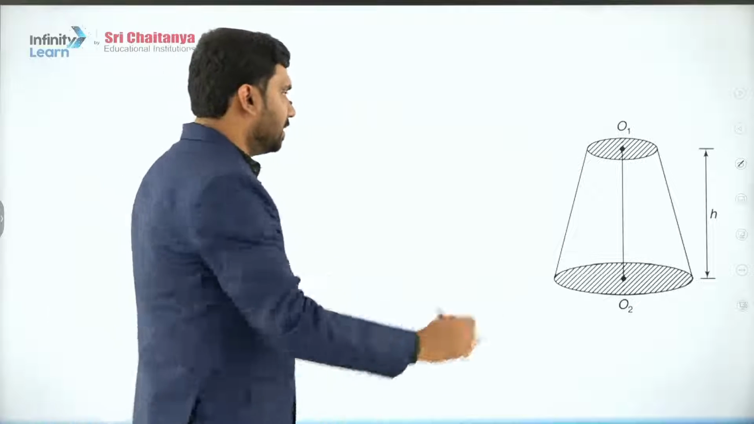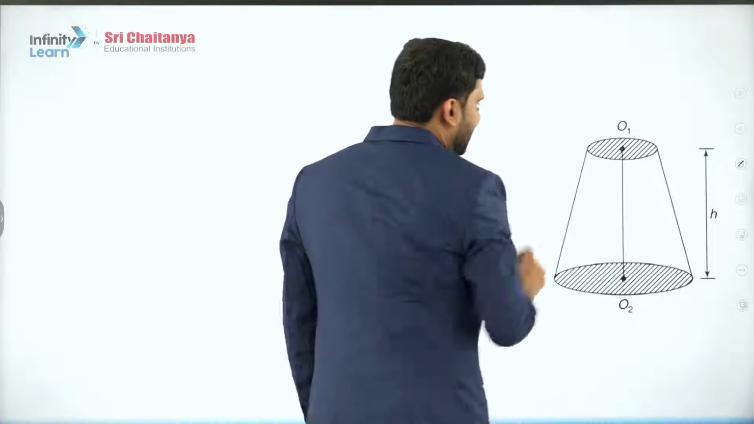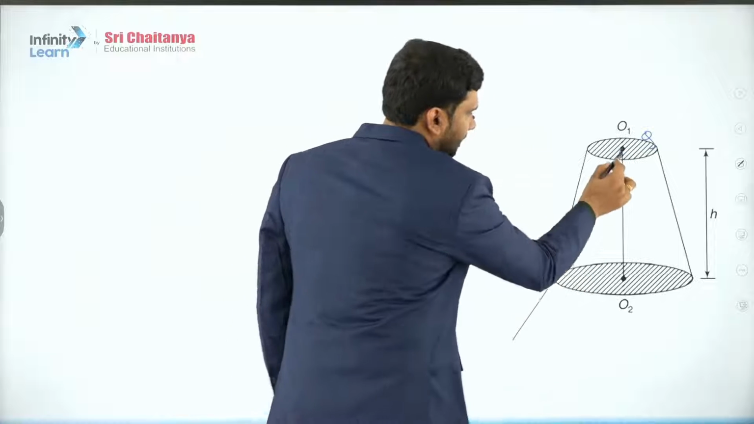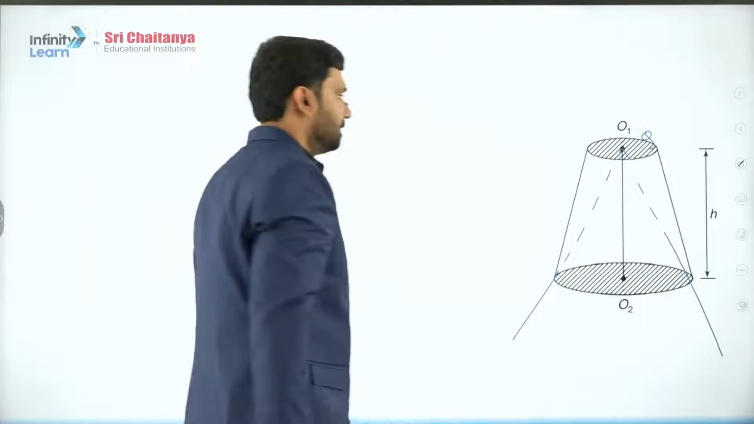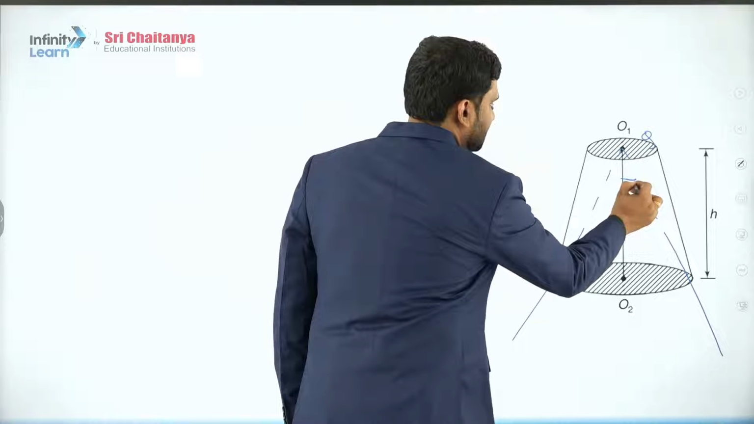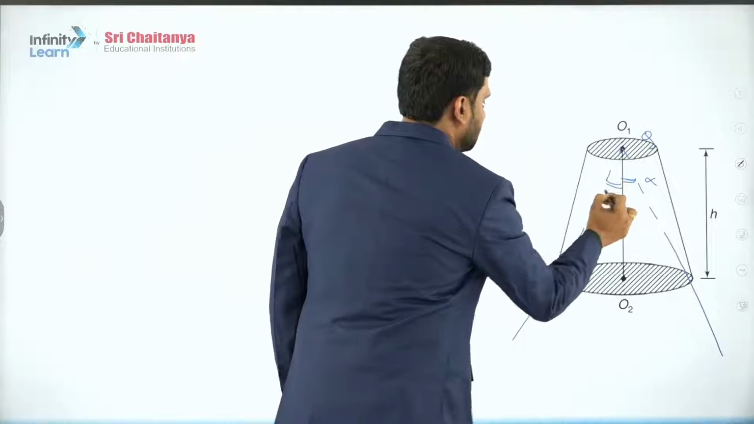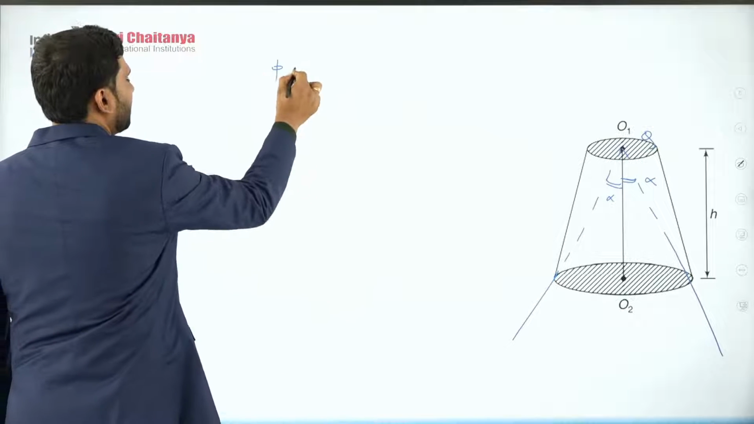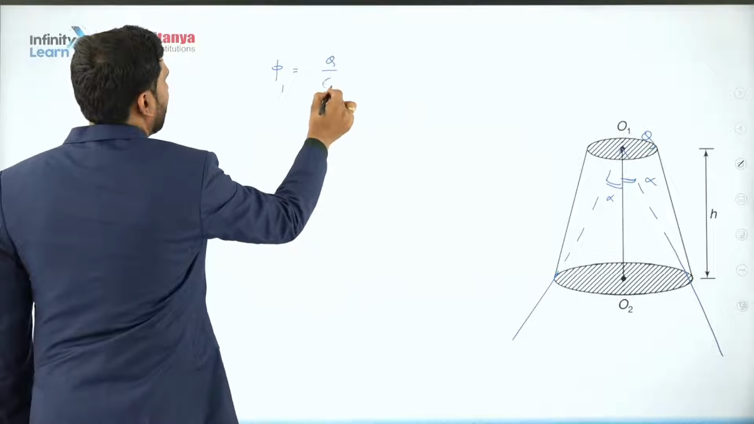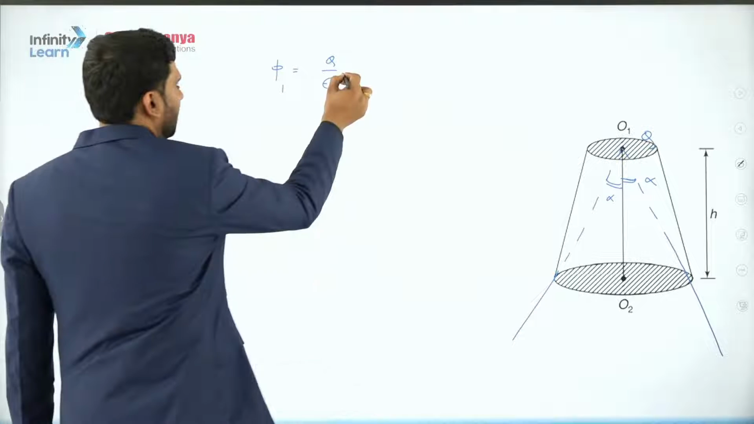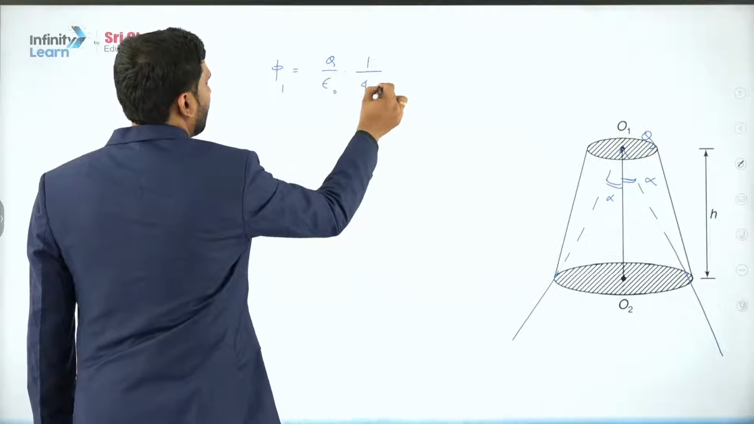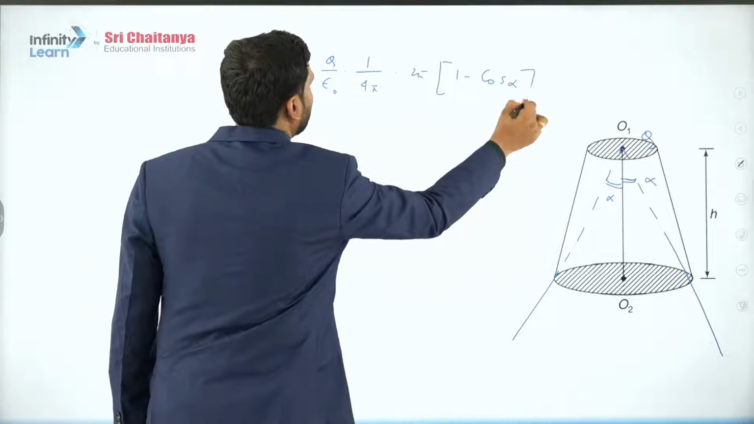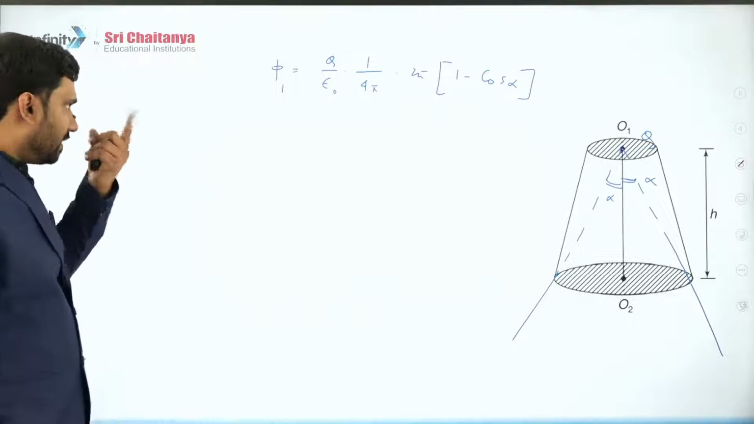So let us see here. First, I am assuming q is here. Can I take a cone like this? And can I say this angle is alpha? So this is also alpha. So phi 1 is how much? All of you tell me along with me. Phi 1 is equal to capital Q by epsilon naught, the total flux, into 1 by 4 pi, into 2 pi into 1 minus cos alpha.